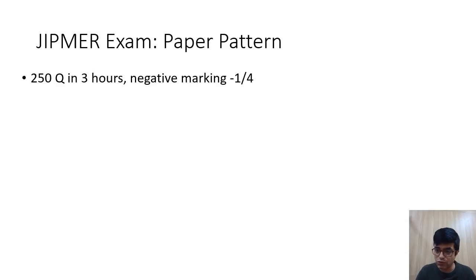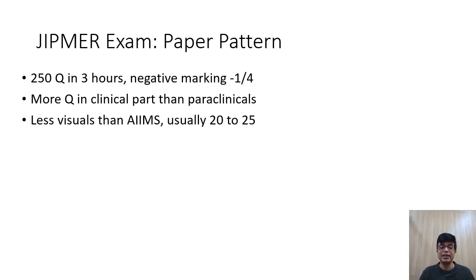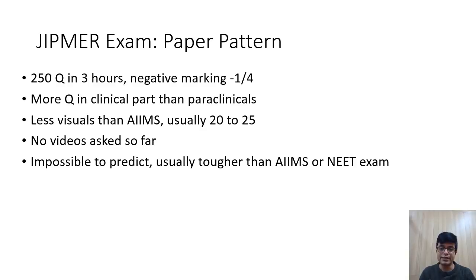Negative marking is -1/4. More questions are in there in clinical part than paraclinicals, but paraclinicals except pharmacology are usually easier as compared to clinical subjects. Less visuals are asked than AIIMS, usually 20 to 25. AIIMS, almost 50 questions can be visuals. No videos have been asked so far, but they can be asked in the paper. It is impossible to predict.